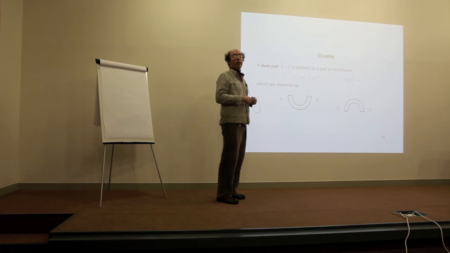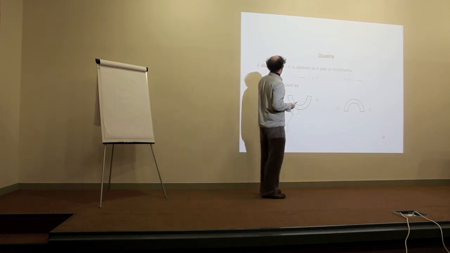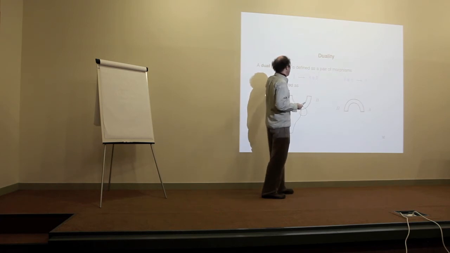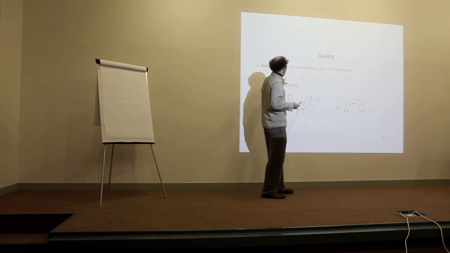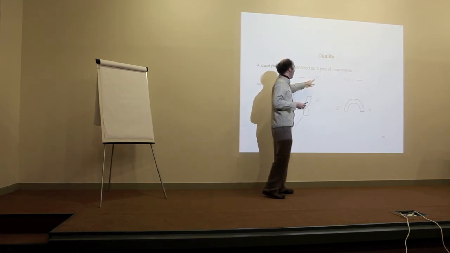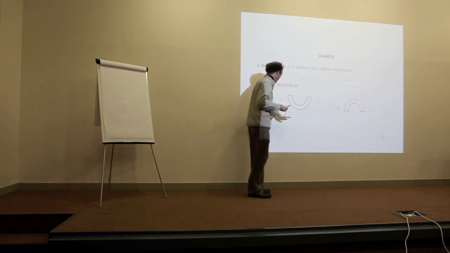We need a notion of duality. So duality here is expressed like this. A dual pair is simply a pair of morphisms, so equipped with a map from the unit to A tensor B and a map from B tensor A to the unit. So this is depicted like this.